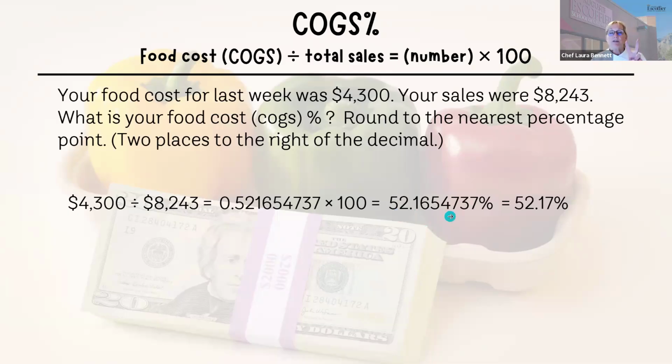And again, I'm rounding two places to the right of the decimal. That's the nearest percentage point for 52.17%.